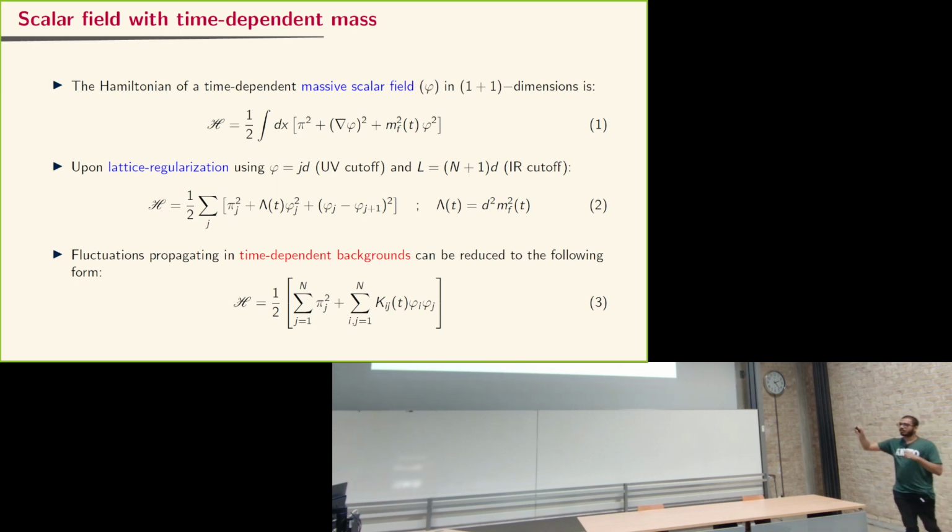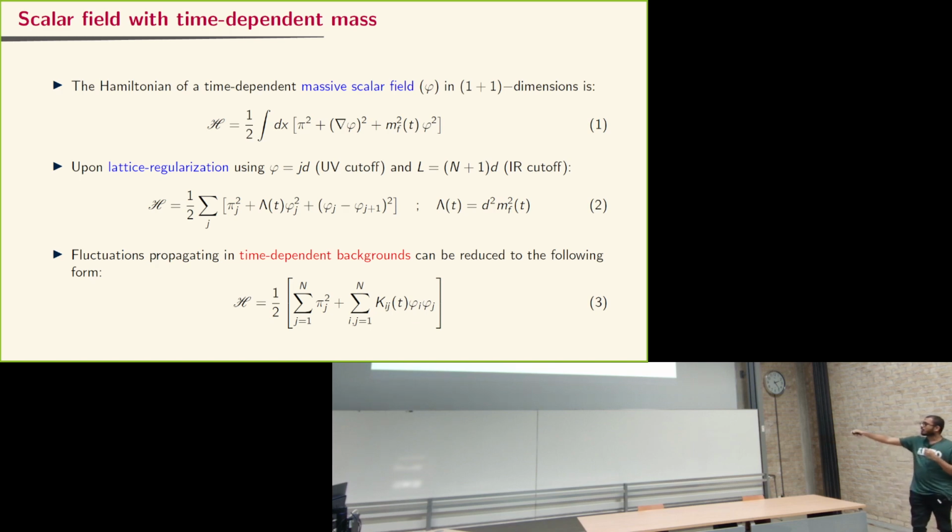Okay, so the toy model that we look at is a time-dependent massive scalar field in 1+1 dimensions. As you can see, there's a time-dependent mass term over here. And we have to deal with some sort of regularization procedure in order to get quantities that do not diverge in the end. And so what we perform is a lattice regularization. Basically, we place the degrees of freedom of the scalar field on a lattice.